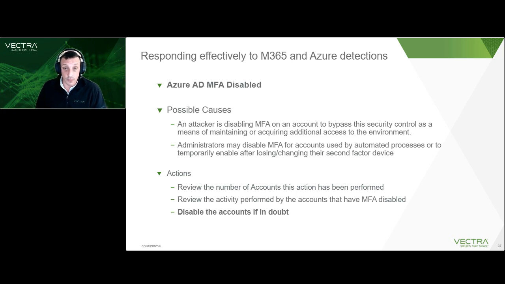As shown in the example previously, having 6 MFA disabled in one environment in such a short space of time can be suspicious. There may be legitimate reasons as to why this activity has occurred. An administrator may have had to disable MFA for accounts used by automated processes, or alternatively, may have to have it disabled temporarily to enable access for a user who loses or potentially changes their second factor device. We see this on a regular basis with customers.